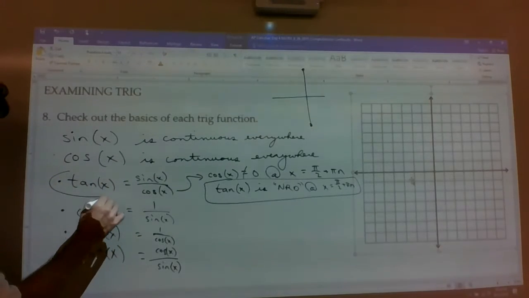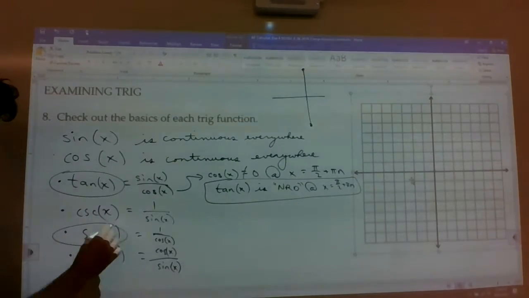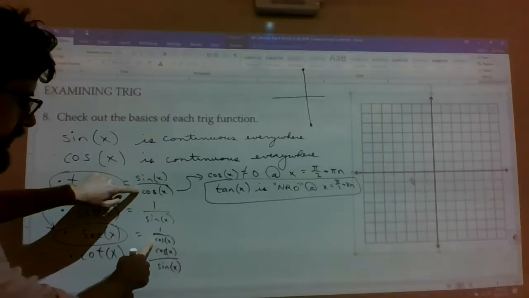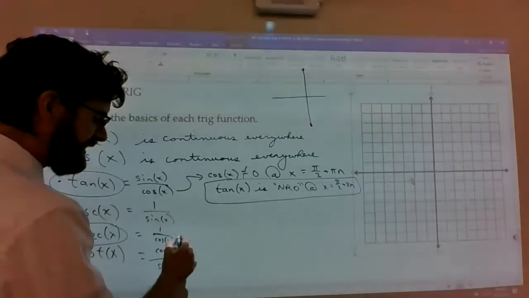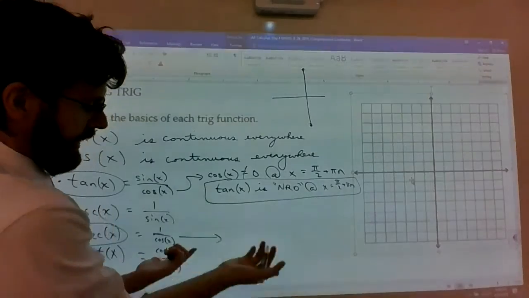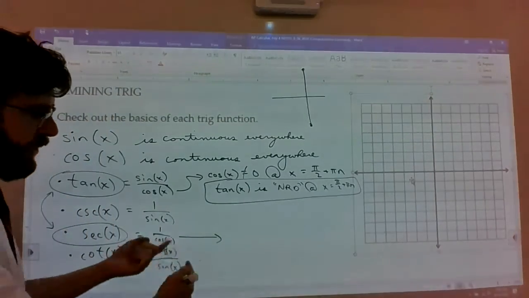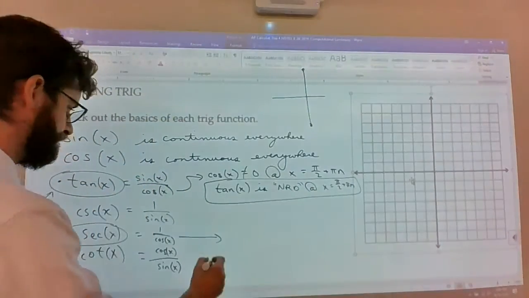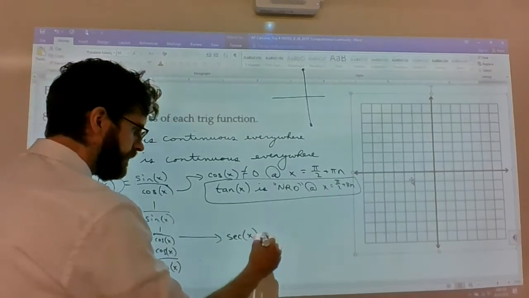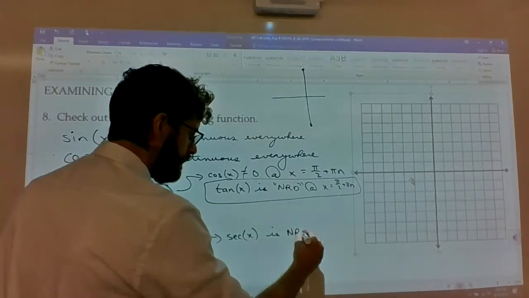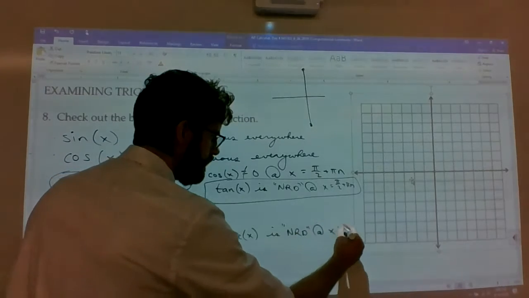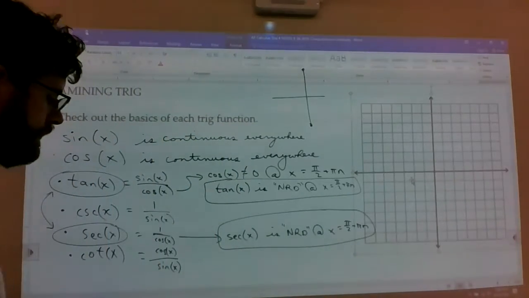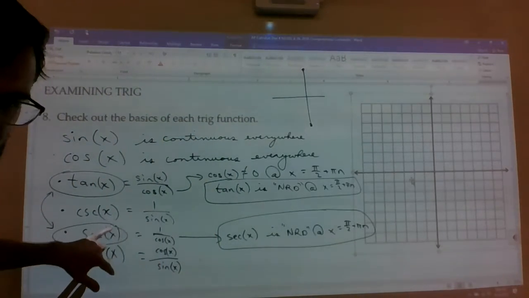So the domain of tangent and the domain of secant are connected because they both have a cosine in the bottom of their fractions. So secant basically piggybacks on this concept of I can't have cosine equaling 0, so we are also going to be non-removably discontinuous at x equals pi over 2 plus pi n. And then you're just doing the opposite for cosecant and cotangent.